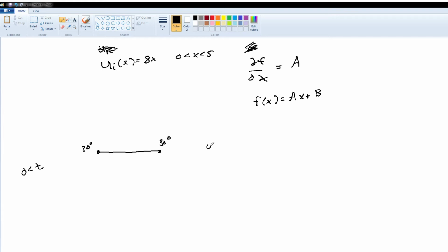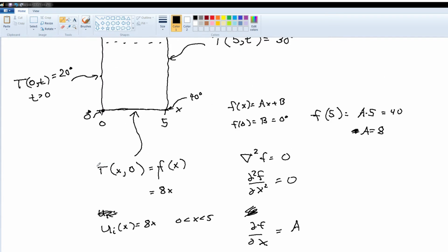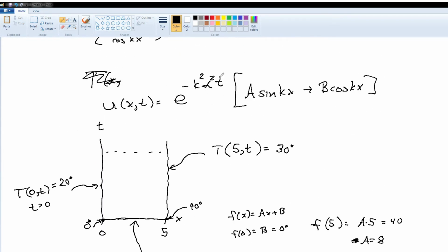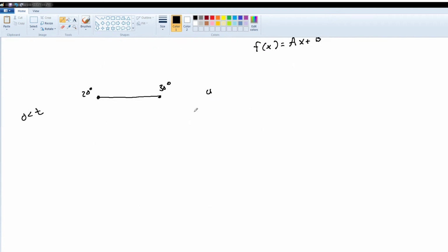And so now, as t goes to infinity, notice this will just go away, right? And we're going to end up with a steady state distribution. It's going to be just a function of x. So I'll call that U_f for final temperature, steady state temperature. And again, it's going to be linear for exactly the same reasons that we had before. Steady state, Laplace's equation is satisfied. So we just integrate twice to get some linear function of x.